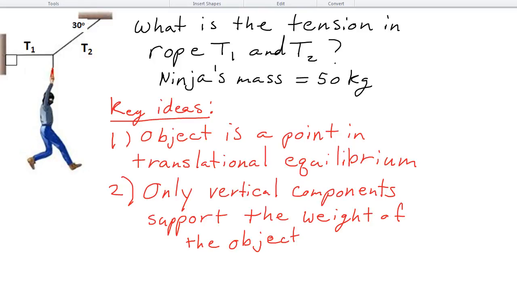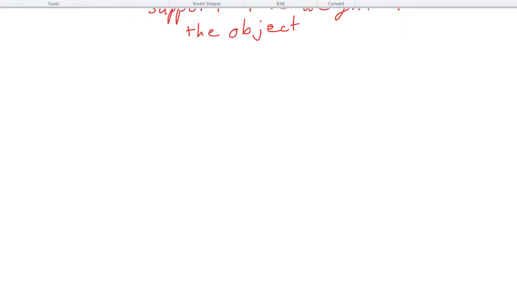Okay, so some key ideas from the previous video that I think you should remember is that number one, the object is a point mass that is in translational equilibrium, and number two, that the vertical components of the tension in the ropes are what is supporting the weight of the object. Okay, so let's launch right into this. I'm going to start by finding tension in rope 2, but before we start any force problem, we need to start with a free body diagram.